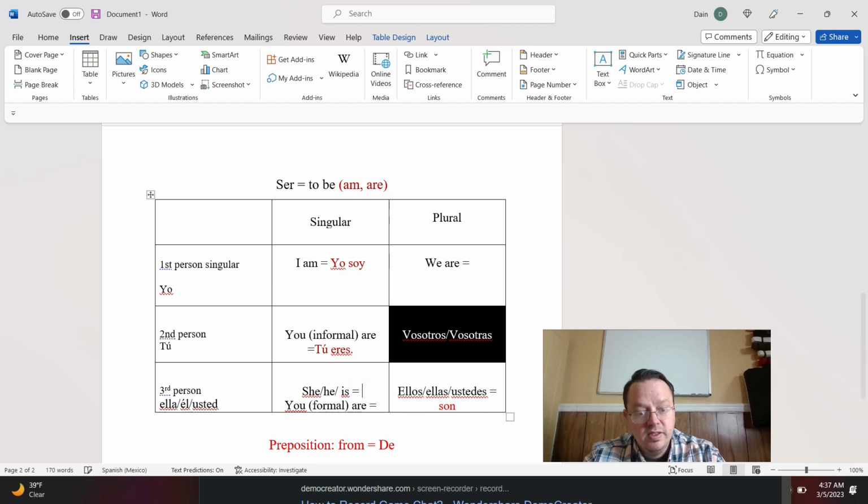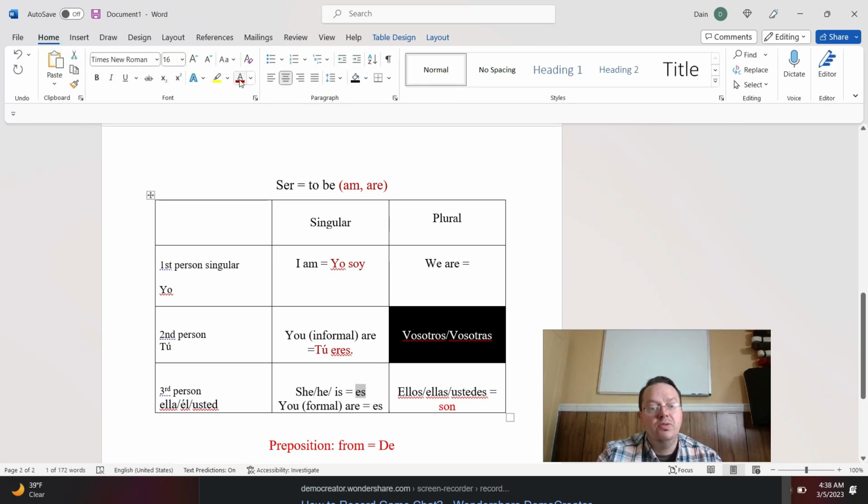Alright. Next we have he or she and you formal. Is. That is es. You formal would be es also, so usted es. Now, don't confuse tú and usted. Depending on the context, if it's somebody who's an authority or you don't know very well, it would be es. Now, if you know the person, it would be eres, tú eres. Now, ser is irregular, it doesn't follow a pattern here, as you see.